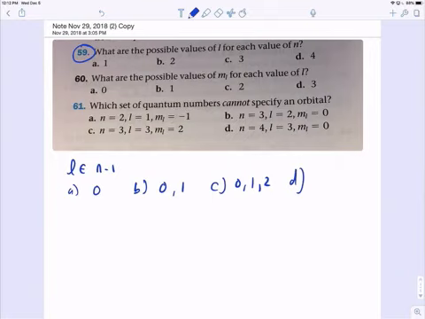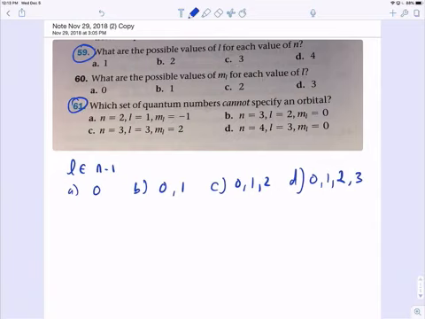Okay, and 61. Which set of quantum numbers cannot specify an orbital? If n equals 2, L can be 0, 1. L being 1 is fine. If L is 1, M sub L can be minus 1, 0, or 1. That one's fine. For B, n is 3, L can be 0, 1, or 2. 2 is fine. If L is 2, M sub L can be minus 2, minus 1, 0, 1, or 2. 0 is fine. For C, n equals 3, L can be 0, 1, or 2. L equals 3 is not possible. So C cannot specify an orbital.